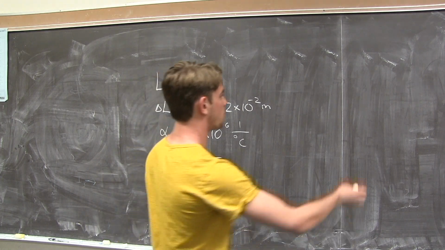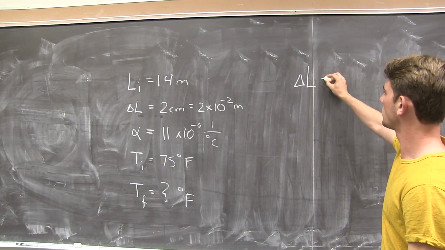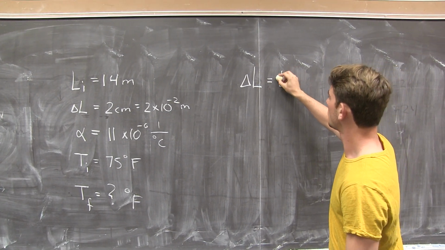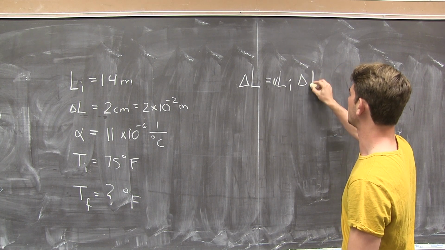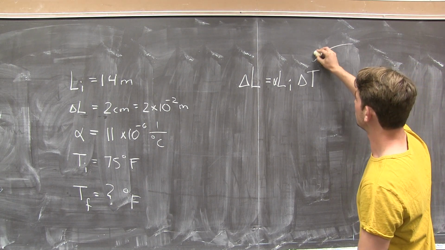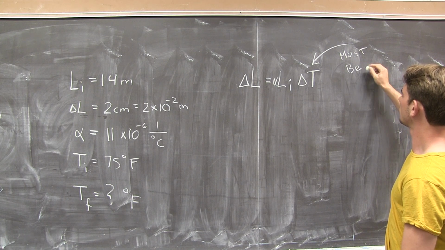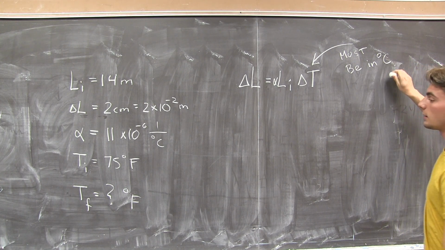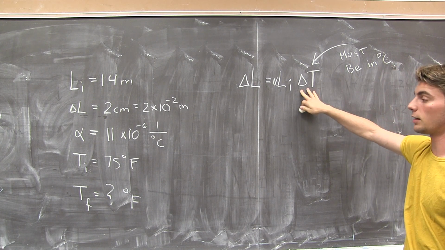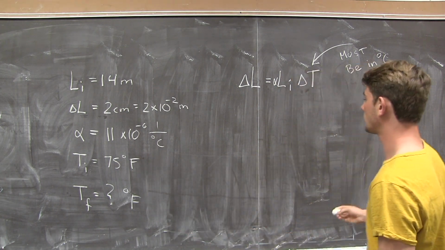So this problem begs us to use the length expansion equation, that delta L is L initial times alpha times delta T. However, this delta T must be in degrees Celsius, and we're given temperature in Fahrenheit. So before we can go ahead and use this, we'll have to convert our initial temperature from Fahrenheit to Celsius.